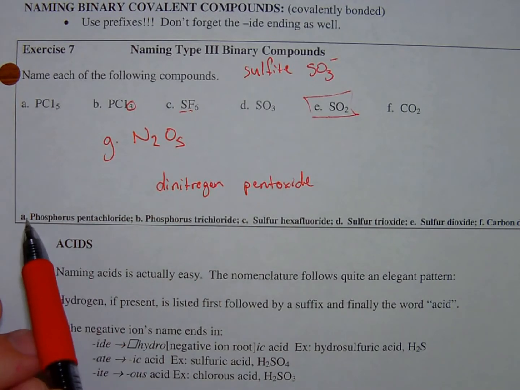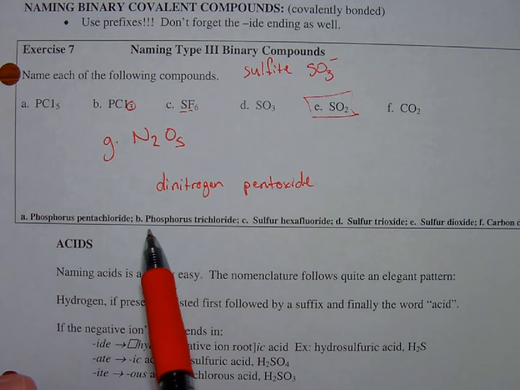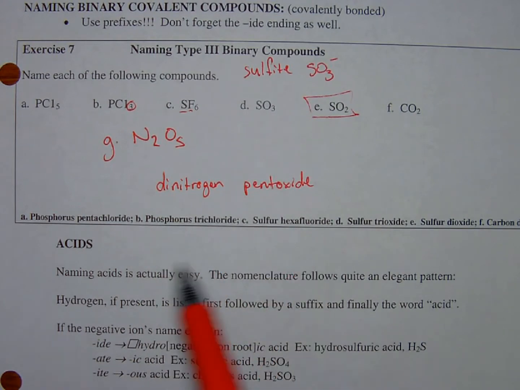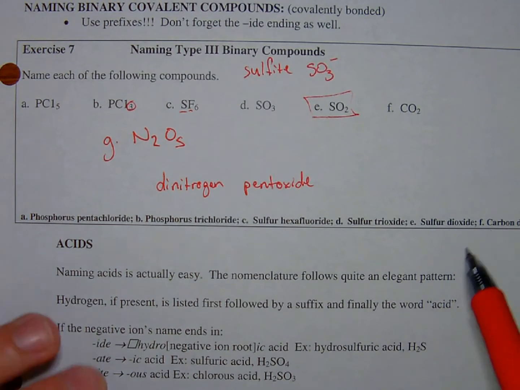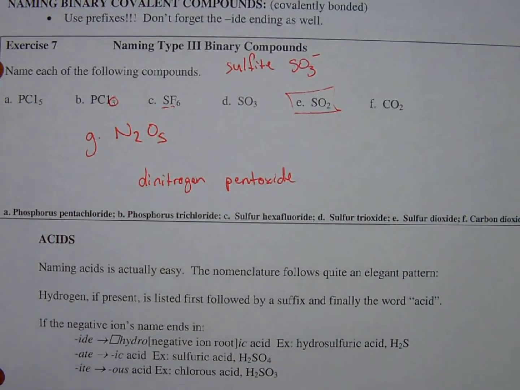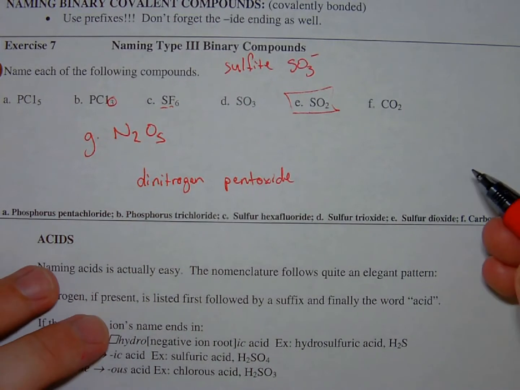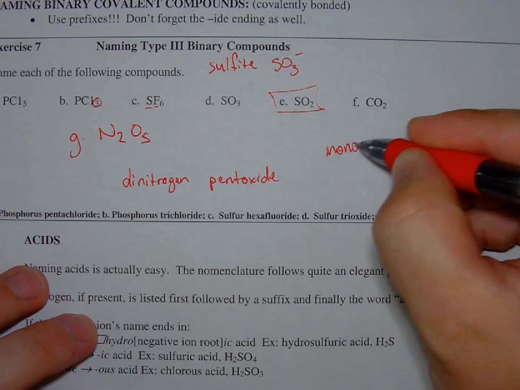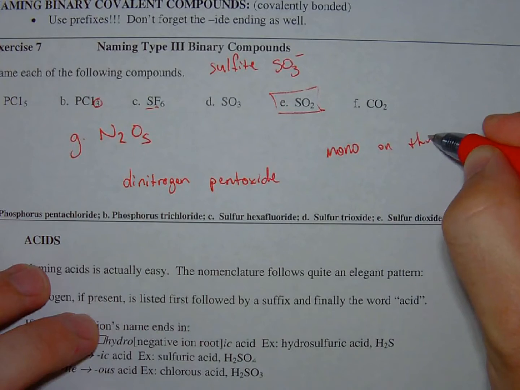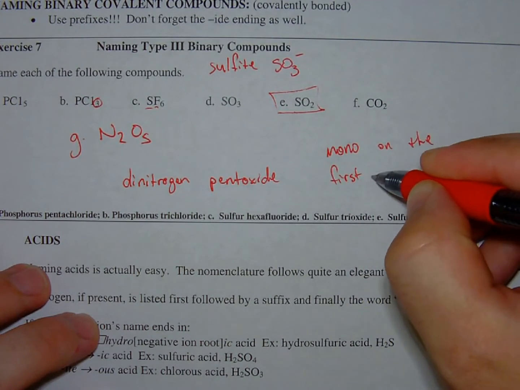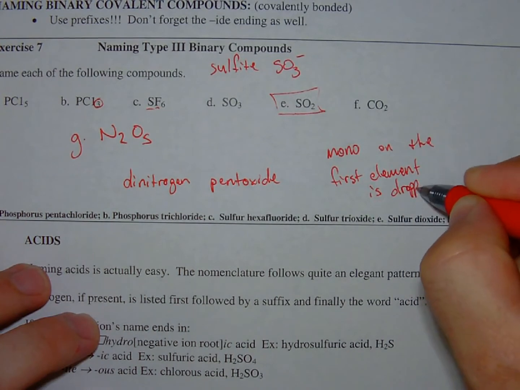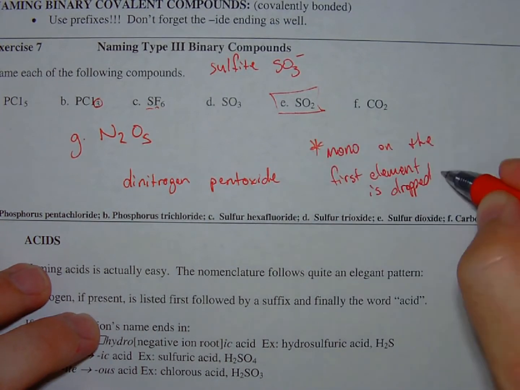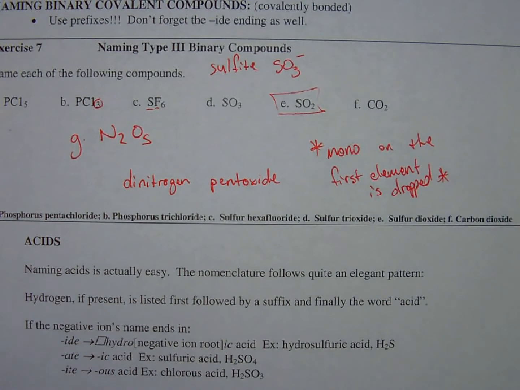Now, the only reason that we're not saying mono phosphorus pentachloride, mono phosphorus trichloride, mono sulfur hexafluoride, mono sulfur trioxide, mono sulfur dioxide, mono carbon dioxide is because, just because of convention, a mono on the first element is dropped. But if there's any number of those first elements aside from one, we have to say that prefix.